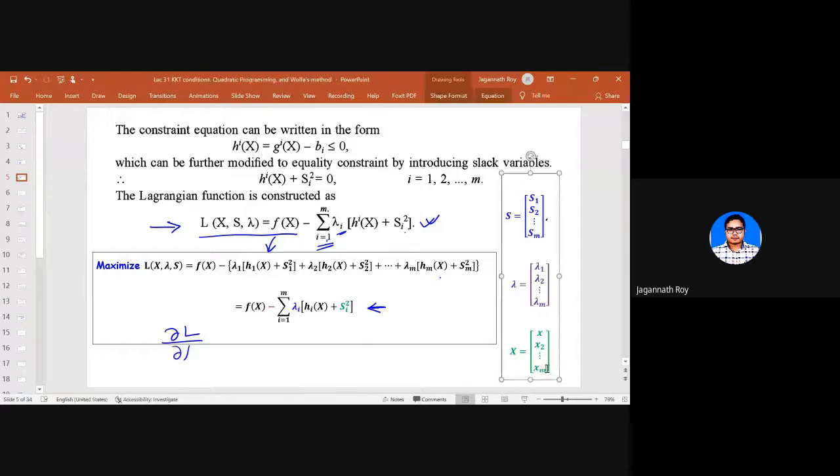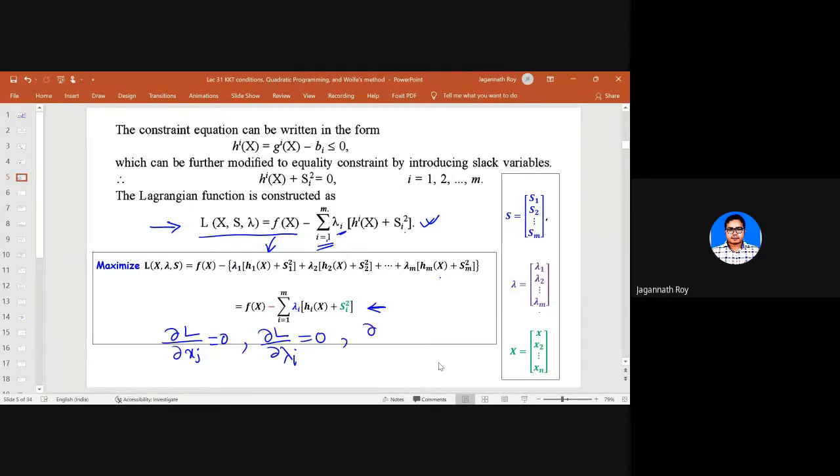Now, for finding the necessary conditions, we have to find del L by del X. Here X means X n, there are n variables. So this is del L by del Xj, and we'll make it 0. And del L by del lambda i equals 0, where i varies from 1 to m.